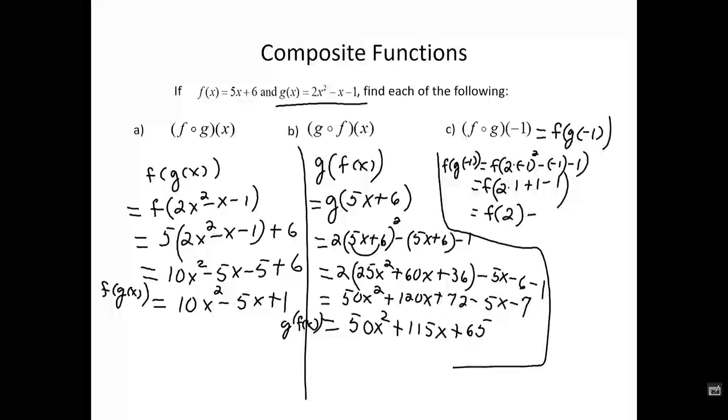Now continuing. Now we want to evaluate f at 2. F is defined to be 5x plus 6. So f of 2 is going to be 5 times 2 plus 6. 5 times 2 is 10, plus 6 is 16. So therefore, f of g of minus 1 is 16.